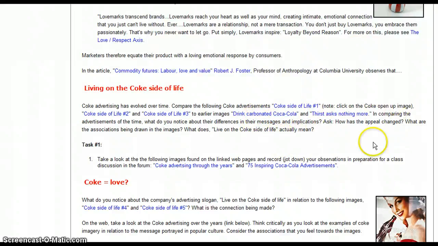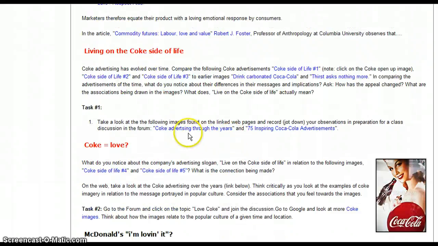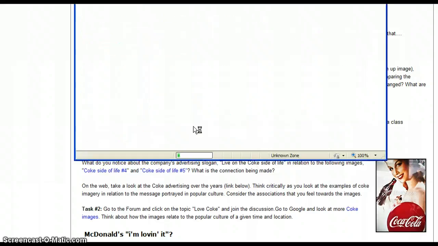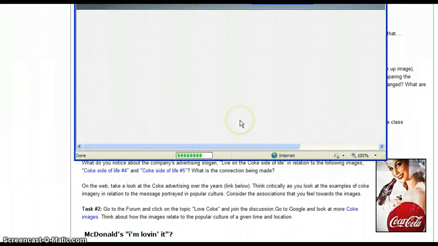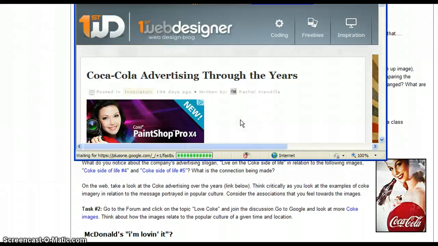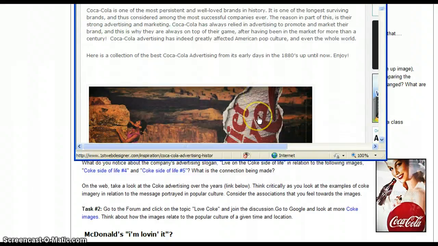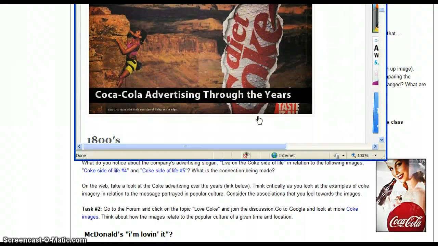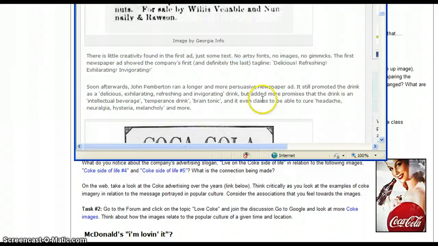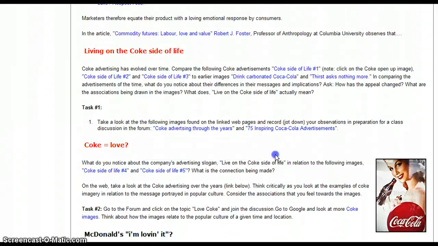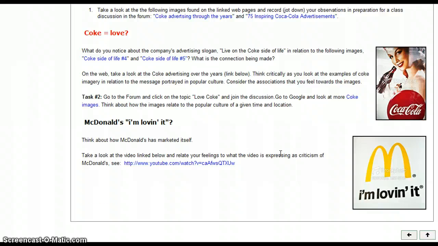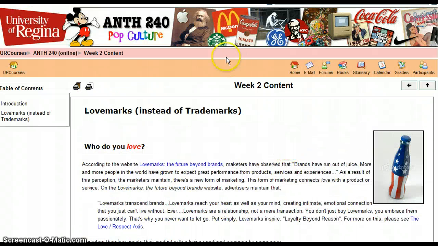We ask them a question. What are the associations being drawn in the images? I just put that out there. And then we give them a task. Take a look at the following Coke advertisements. And then I would imagine that they would go to the forum and talk about their observations. What do they notice about these Coke ads? What are the Coke ads saying throughout history? And the same thing could be done with other things like McDonald's and so on.